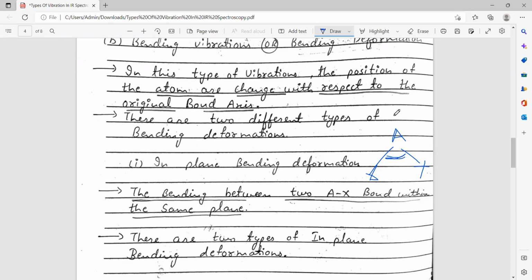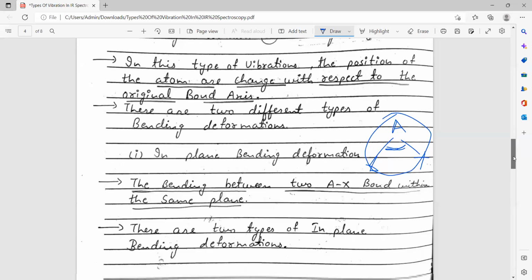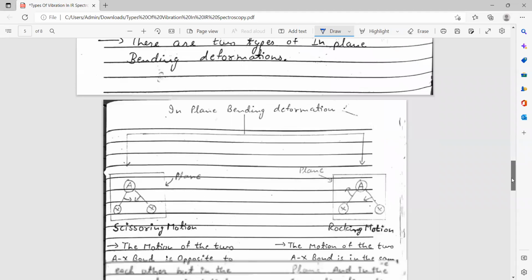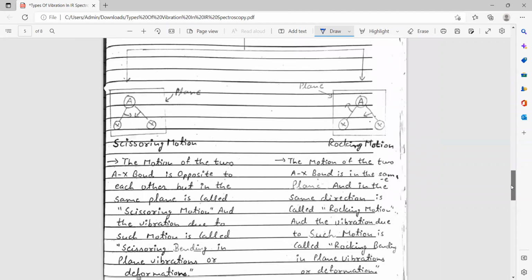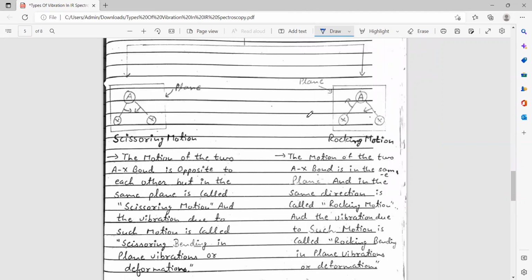So the major difference between stretching and bending vibrations is that in stretching vibrations, bond angle remains the same but bond length varies. In bending vibrations, bond length remains the same but bond angle varies. So they are further classified into two categories: in-plane bending vibration, scissoring mode of vibrations, and rocking mode of vibrations.